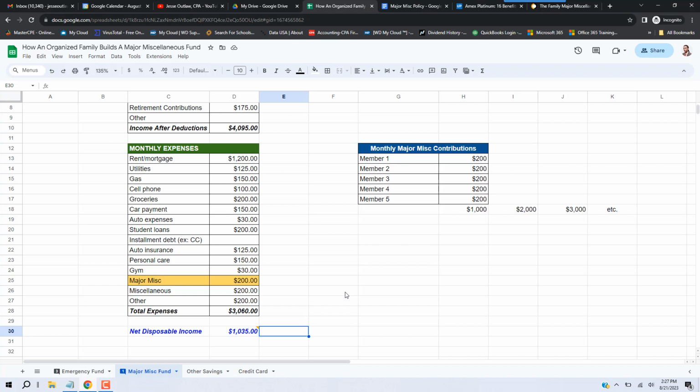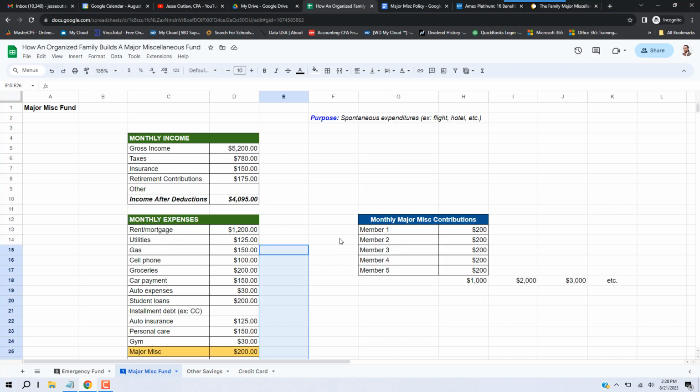Well, we have the emergency fund for emergencies, and I discussed that in a different video. Well, what if something is not an emergency? It's just something I want to do, but it's not included in my monthly budget? That's a fair question, and that's where the major miscellaneous fund comes in. It is a pool of money that has been created just for that.